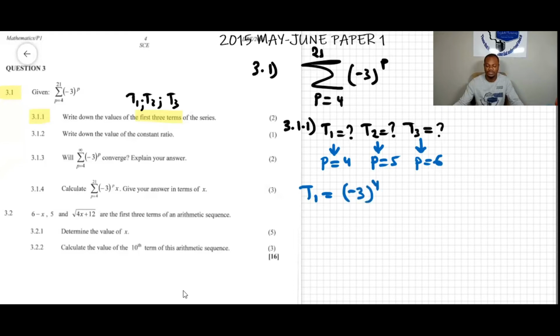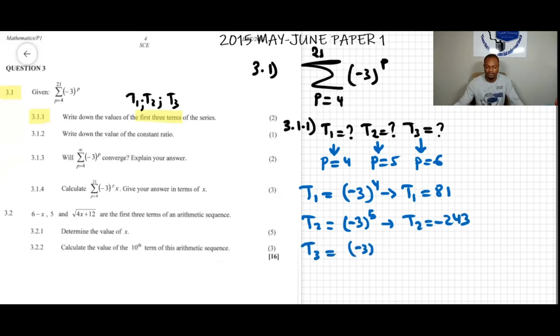So T1 will be -3 to the power of 4, which implies that T1 will be equal to 81. T2 will then be -3 to the power of 5, which is equal to -243, and then T3 will be -3 to the power of 6, which is equal to 729. So these are the solutions.